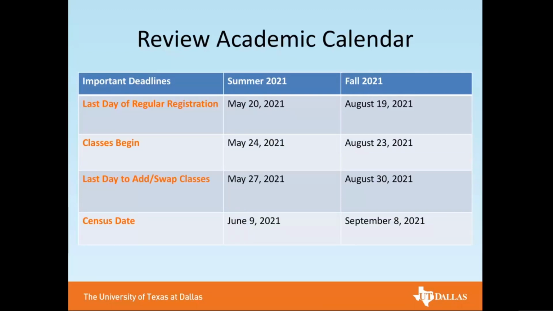First, start with reviewing the academic calendar. On the screen, you have some important deadlines listed for you, like the last day of regular registration, when classes begin, the last day to add or swap classes, and the census date. But if you need more information, you can review the academic calendar online on the UT Dallas homepage under Resources on the top right-hand corner.